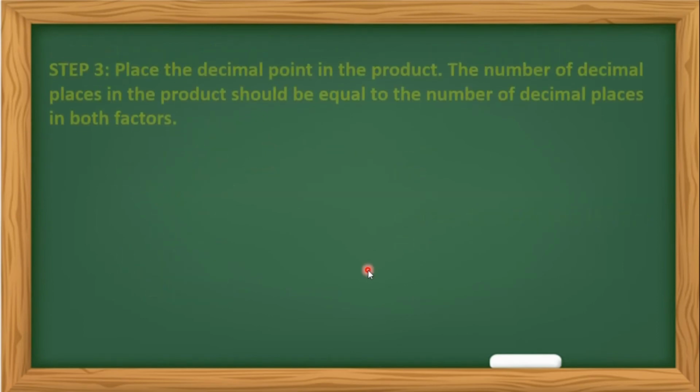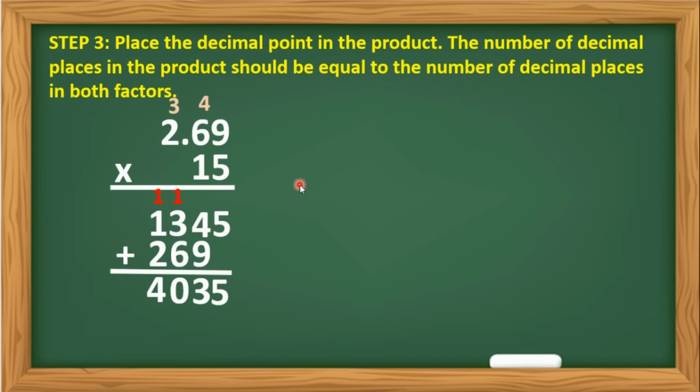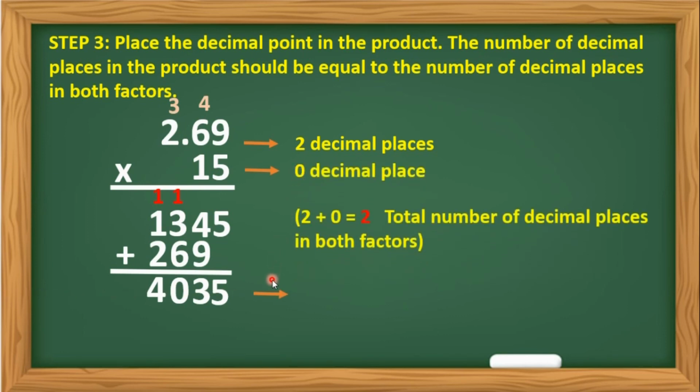Now, let's proceed to step 3. Ano ba yung step 3? Place the decimal point in the product. So, yung decimal places na nakuha natin sa lahat ng factors doon sa multiplicand and multiplier, bibilangin natin lahat at yun din ang ilalagay natin sa product. Sabi nga, the number of decimal places in the product should be equal to the number of decimal places in both factors. Dapat pareho. So, like for example, ang ating factors ay there are 2 decimal places. So therefore, ang ating product has also 2 decimal places.